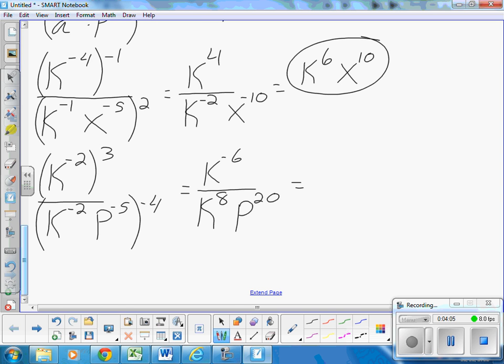That will equal k to the negative 6 minus the power of 8, because I'm dividing, so that's going to give me k to the negative 14 times p. The positive exponent is getting moved to the top, so now it's a negative exponent, so that'll be p to the negative 20. So k to the negative 14th times p to the negative 20th.